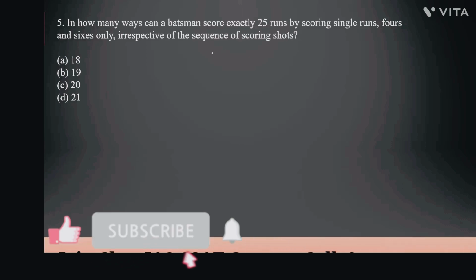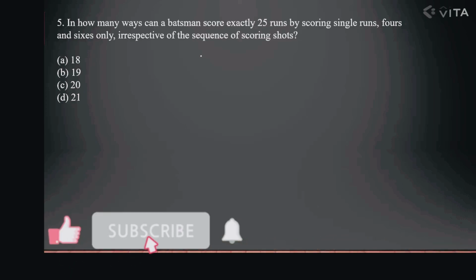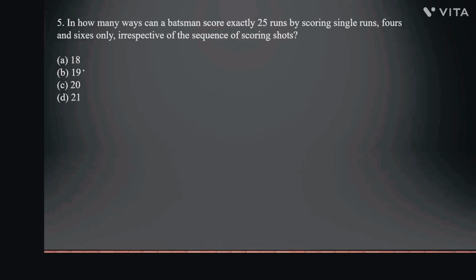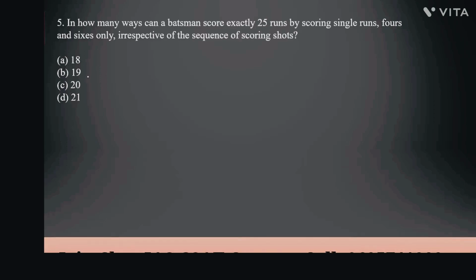So here there are multiple scenarios possible, right? The total runs he should score is 25. It can be by scoring singles, fours, and sixes, right? Different combinations are possible. And you can see the answer choices. See, all of them are very close by. See, 18, 19, 20, 21. If you miss one single case itself, you might end up marking the wrong answer, right? So this type of question definitely you should skip in an exam because it's not worth the time you invest.